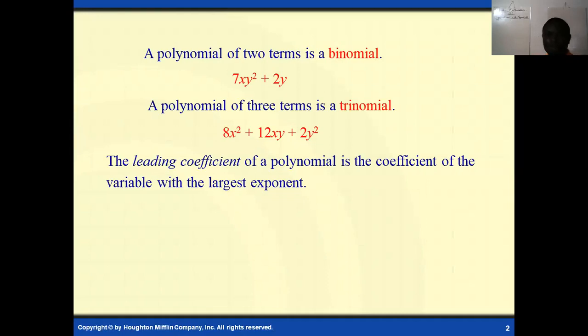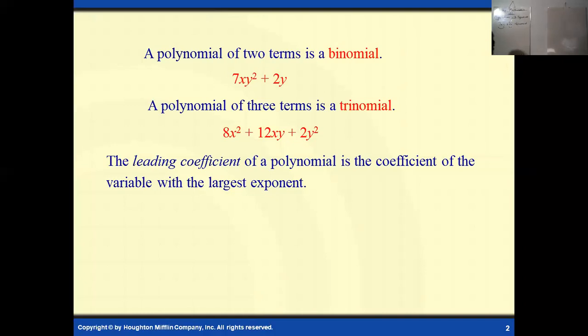A polynomial of 2 terms is a binomial, as you have seen on your slide. You can turn to your slide. So a polynomial of 2 terms is a binomial. An example you are seeing on the board is when you have 7xy plus 2x squared. This is an example of a binomial because you have 2 terms. This is the first term and the second term.